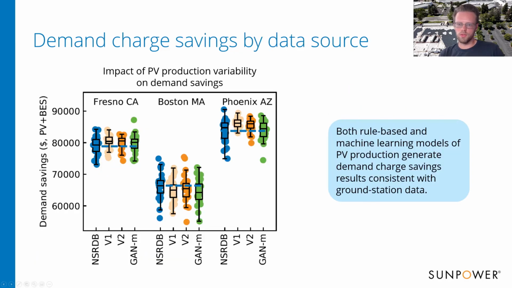So for the last analysis, this is a savings analysis for generated data from each of these methods, and with an NSRDB reference where we're trying to estimate for these historical years what savings would have been. The first thing that comes out is a good separation between location, where the Phoenix results are higher than the Fresno, are higher than Boston, as you would expect based on the solar resource for these different locations. And also the variability is pretty good, where the cluster size is about the same for each of these methods, if maybe a little lower for V1 than V2.